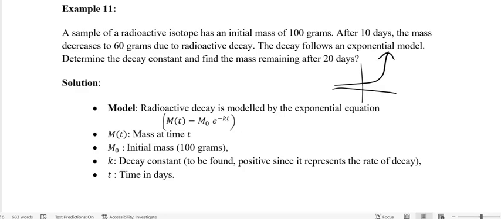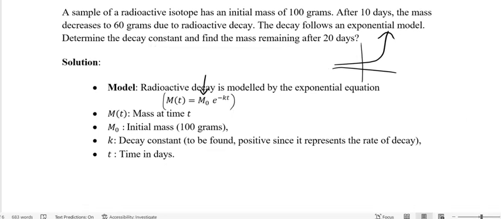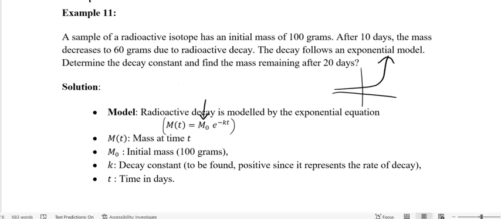A stable radioisotope has an initial mass of 100 grams. For 10 days, the mass decreases to 60 grams, and it falls exponentially. Okay, so this one's a little different. This one we actually have to find the constant rate, or the decay rate rather. So let's see if we can do that.